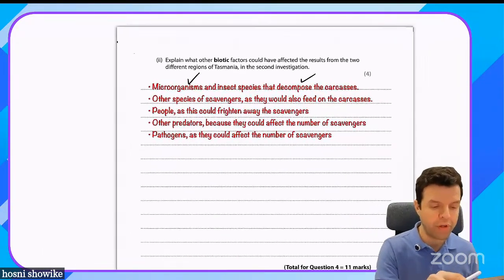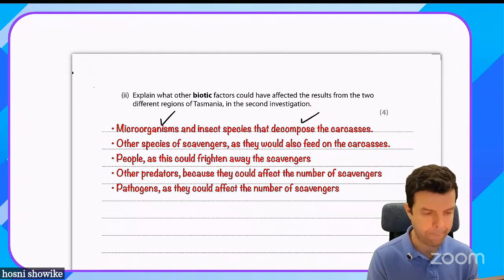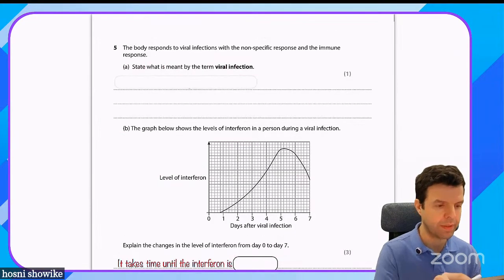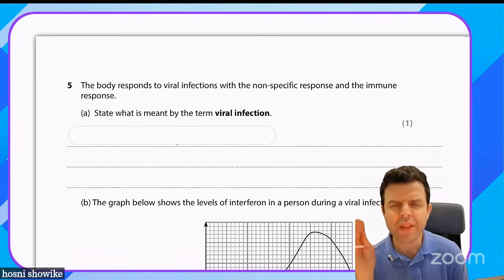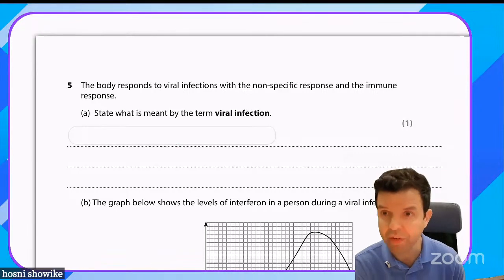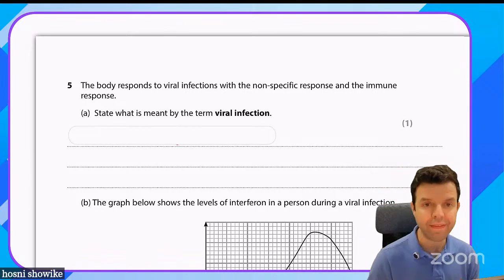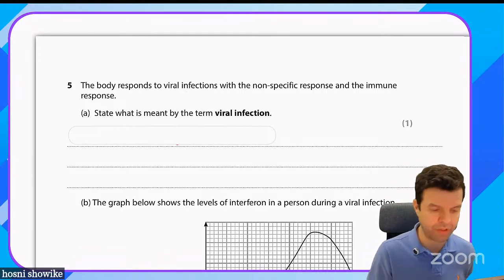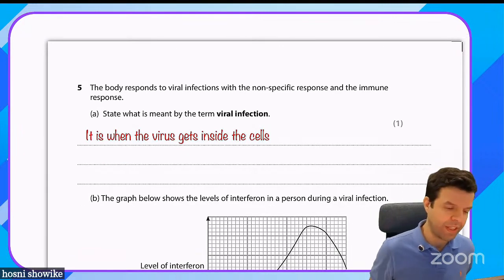We're now heading to question 5. Here they're asking me about a viral infection. When do we consider a viral infection? I may inhale a virus and I don't get an infection. A viral infection you will only get if the virus gets inside someone's cells, right? So it's a virus getting inside cells.